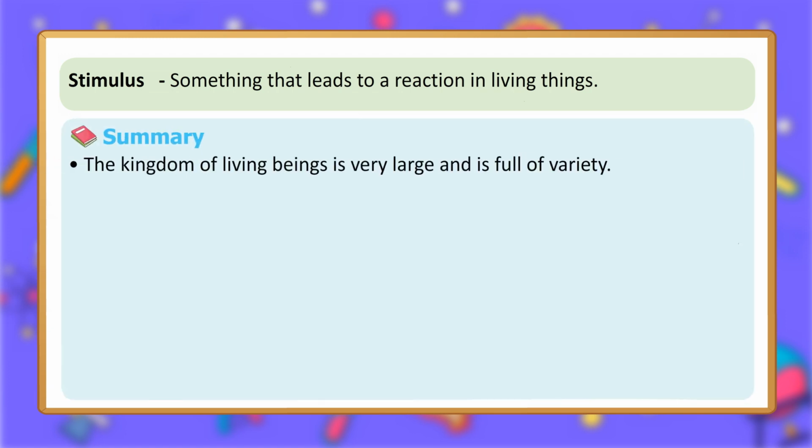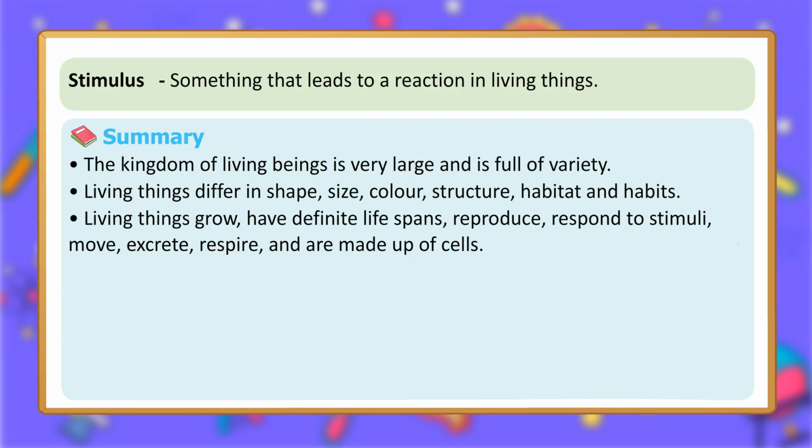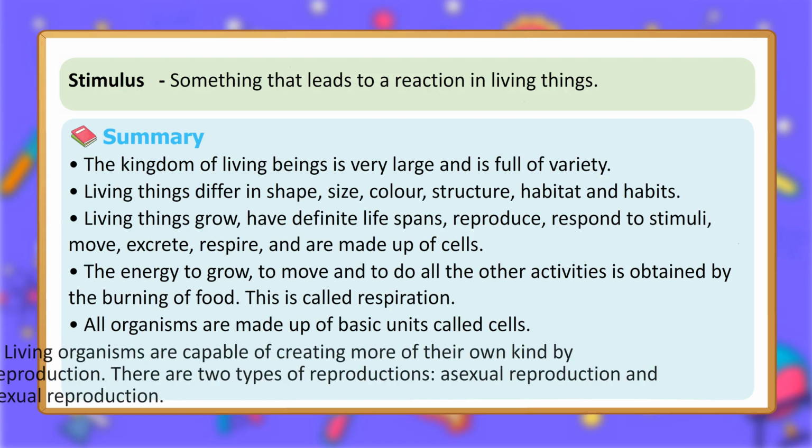Summary: the kingdom of living beings is very large and is full of variety. Living things differ in shape, size, color, structure, habitat and habits. Living things grow, have definite lifespans, reproduce, respond to stimuli, move, excrete, respire, and are made up of cells. The energy to grow, to move and to do all the other activities is obtained by the burning of food. This is called respiration. All organisms are made up of basic units called cells.